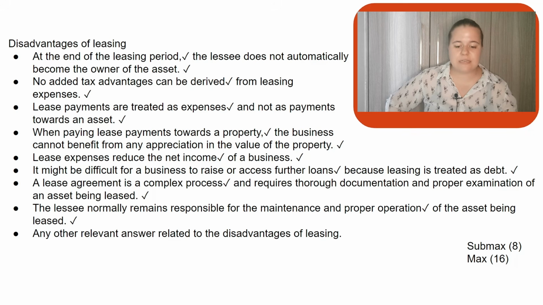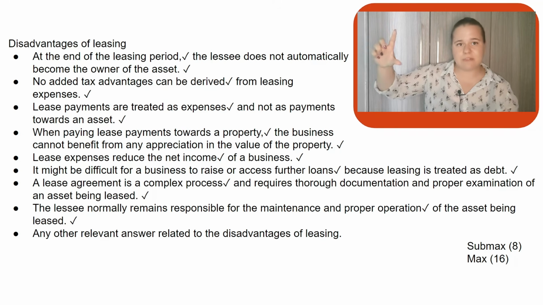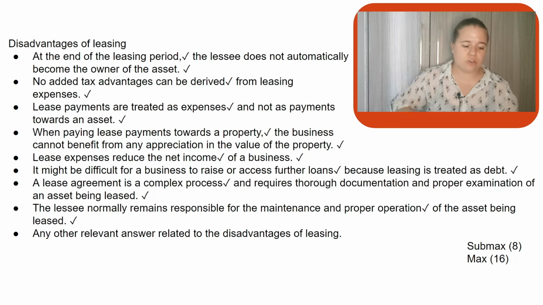A lease agreement is a complex process and requires thorough documentation and proper examination of an asset being leased. The lessee normally remains responsible for the maintenance and proper operation of the asset being leased. Now, you had a submax of 8, so you're going to reach a max for this heading of 16.